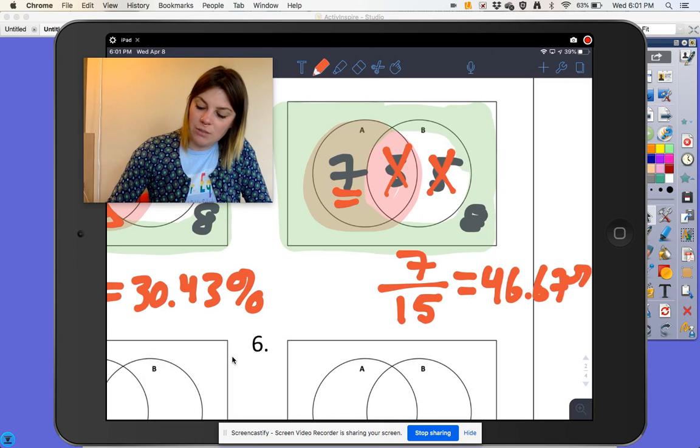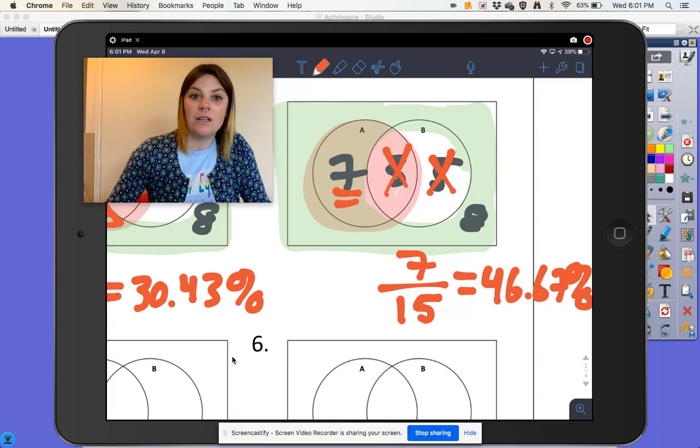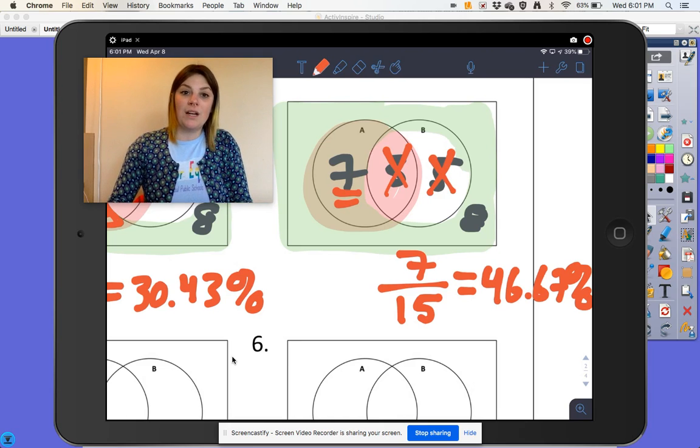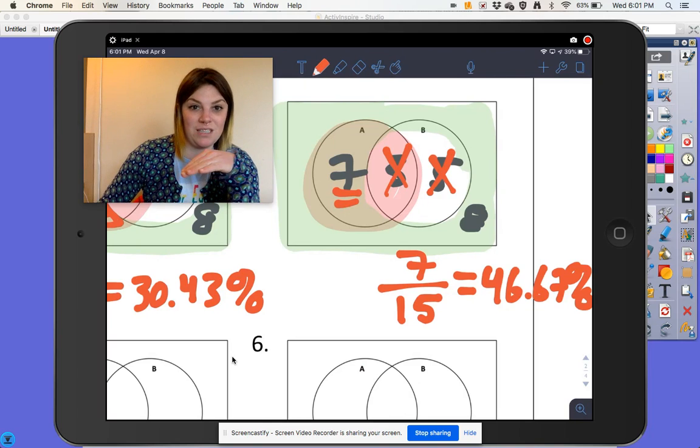46.67. You might have noticed in the probability things that we were doing before or last week, I put 66.6666 in a lot because a lot of people do not round that correctly. They don't do 0.67. So this is another example. Make sure you're doing 0.67.